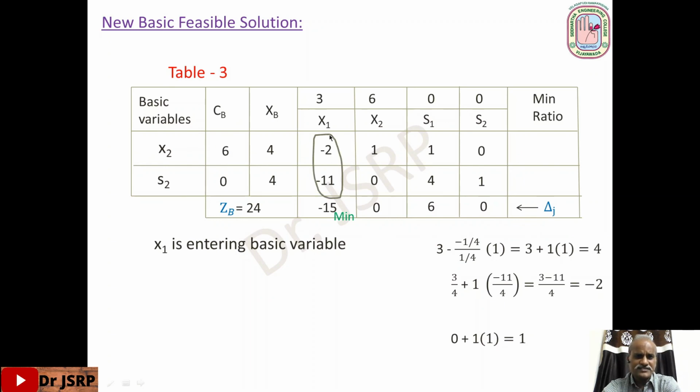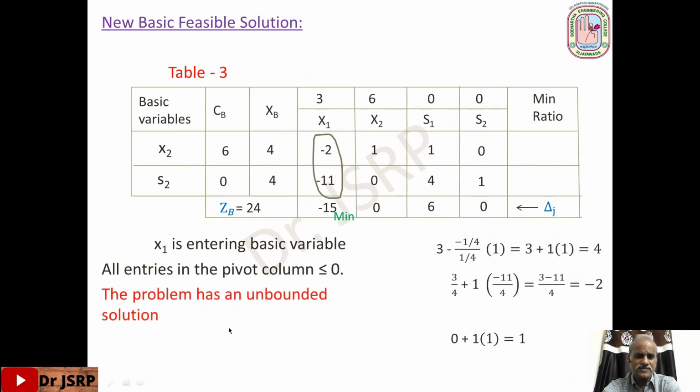Now observe the entries in the pivot column. In the pivot column, all entries are negative. So all entries in the pivot column are less than or equal to 0. So in this case, the problem has an unbounded solution. Okay. So this problem has no bounded solution. That means an unbounded solution means the value of the objective function increases indefinitely. Since it is a maximization problem, we cannot find a finite maximum value for this objective function of the LPP.